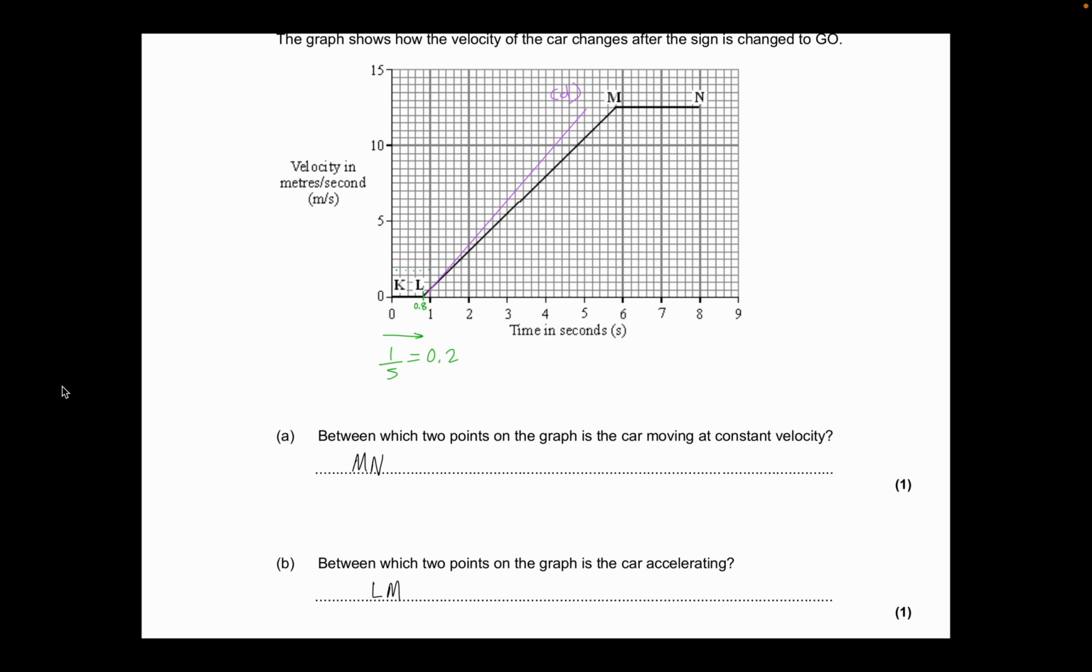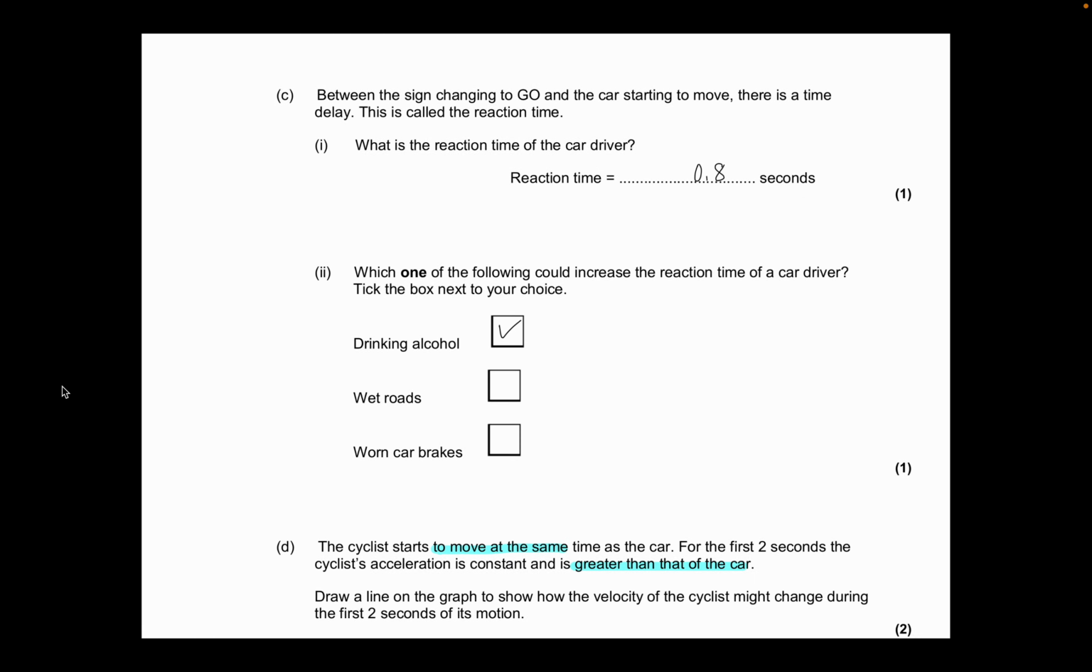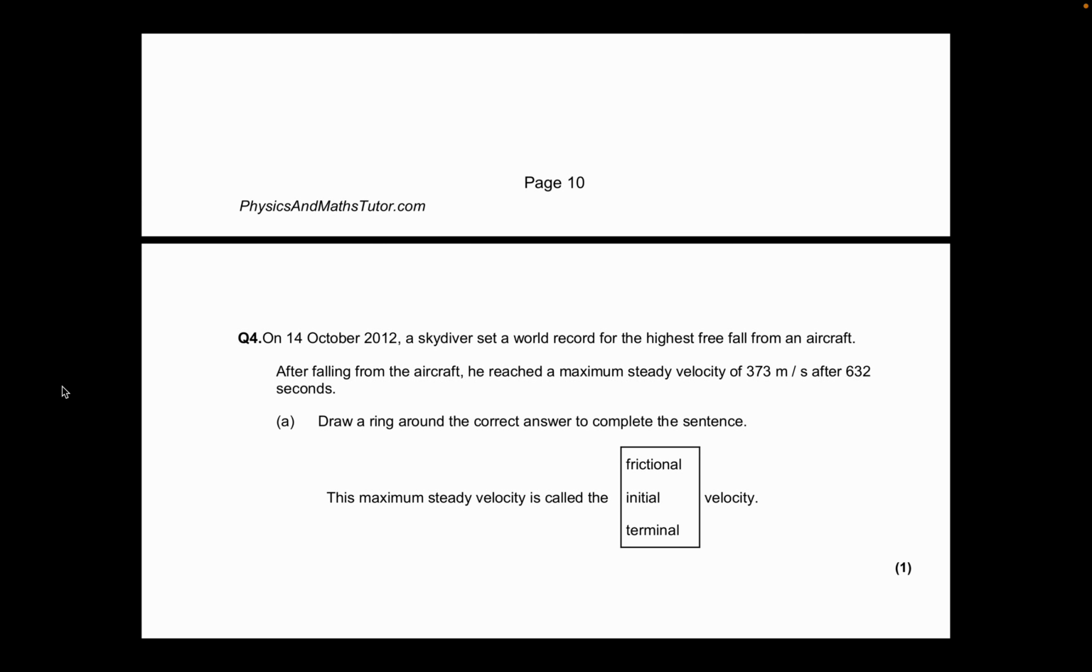In this case, this is what I'm assuming will be the right answer. It's a straight line. It's starting at 0.8 seconds. And it's much steeper than L and M. Just starting before L. Okay? This is your answer for part D. Okay, let's move on to the next question.